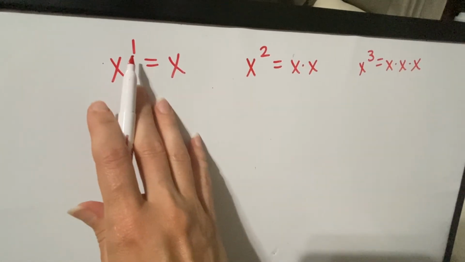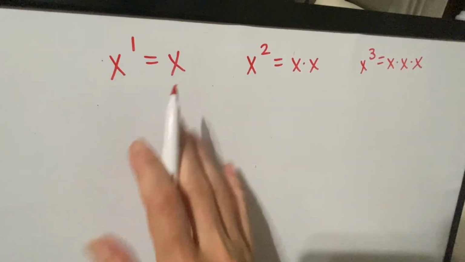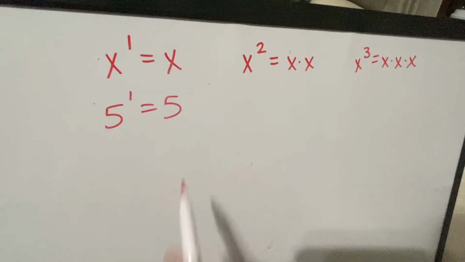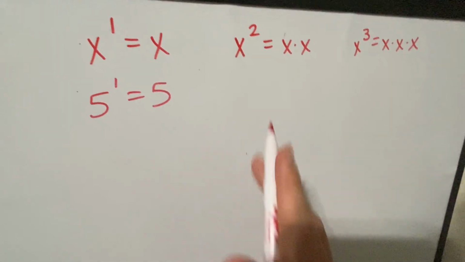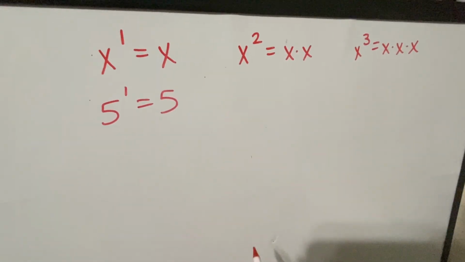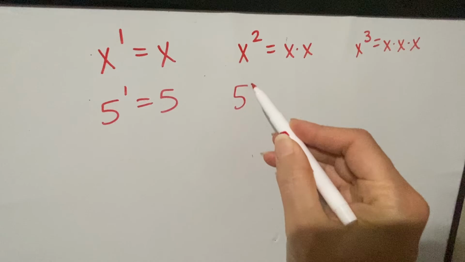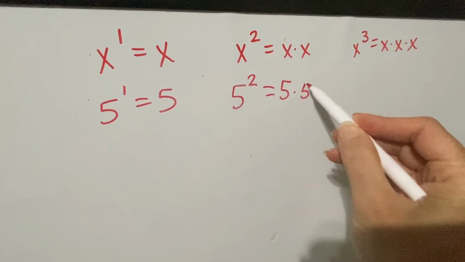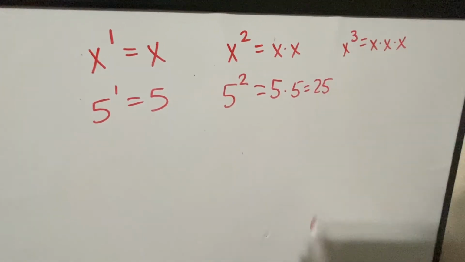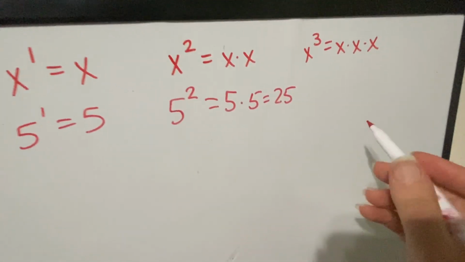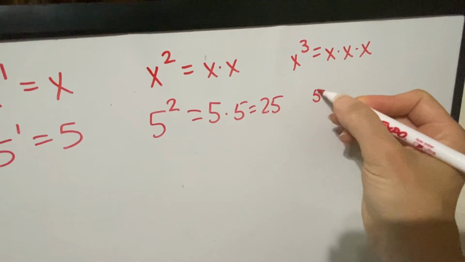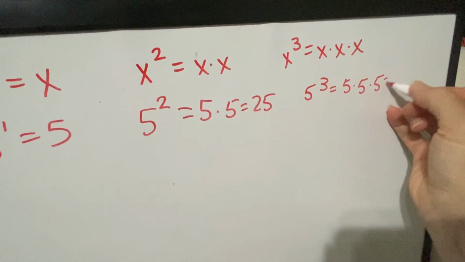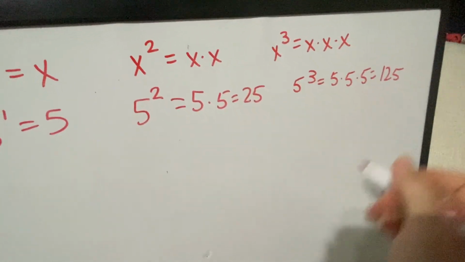So x raised to the first power is just itself. Let's say it was 5 to the first power. That would be 5. So x squared means x times itself, so if we put 5 in for x, that would be 5 times 5, which equals 25. X cubed, if it was 5 cubed, equals 5 times 5 times 5, which is 125.